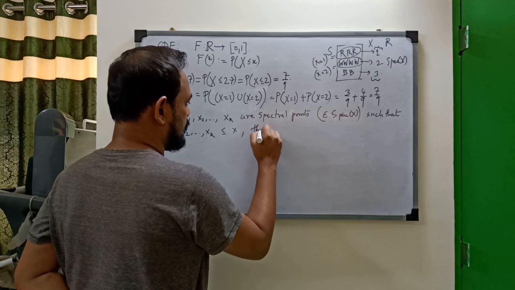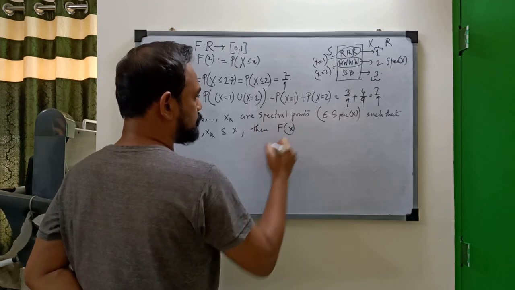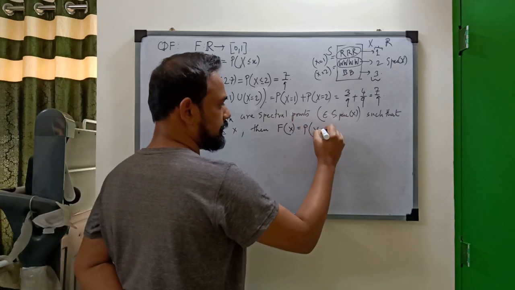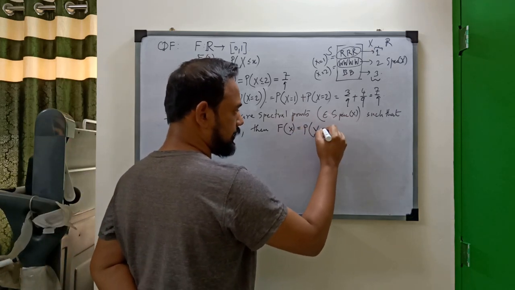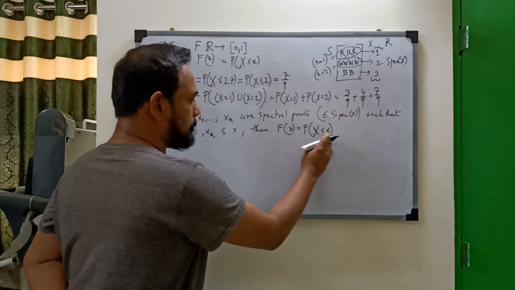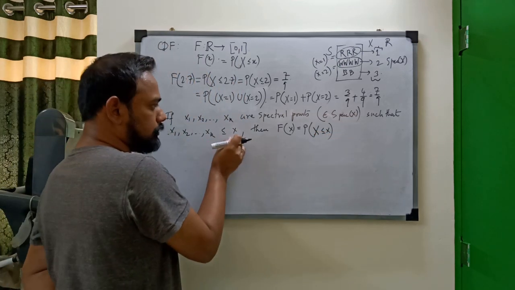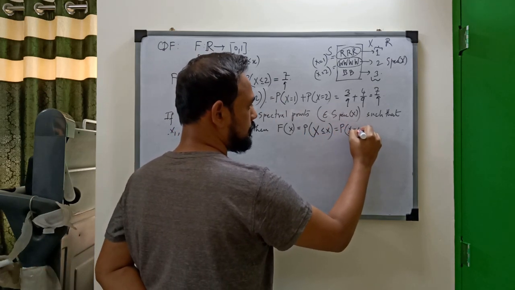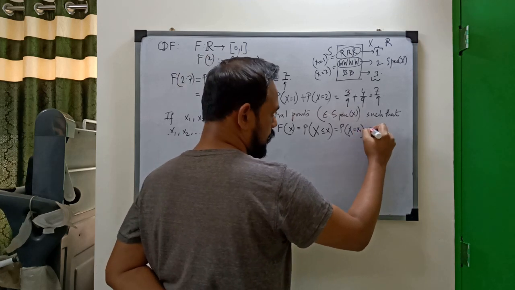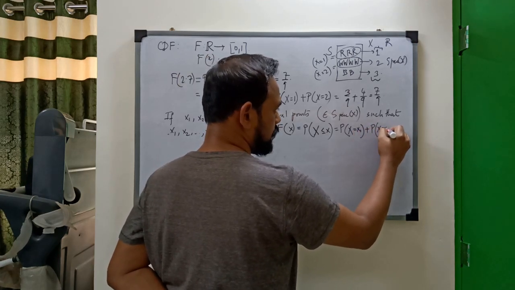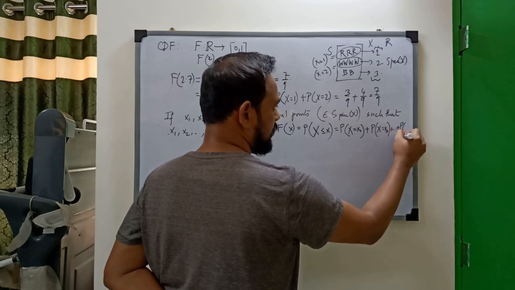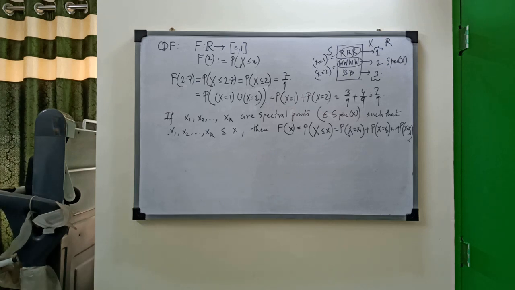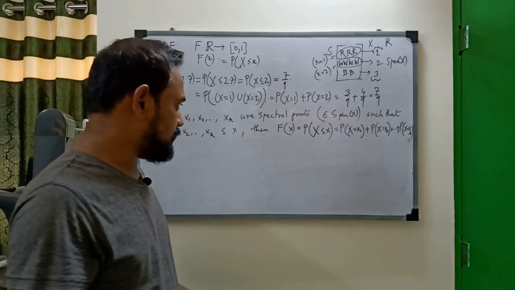Then if somebody asks what is capital F of the small x, it will be, well, by definition, the probability that the random variable, capital X, takes values less than or equal to small x. But all these are the spectral points less than or equal to small x. So, as before, you would have the sum of all P(X equals x1) plus P(X equals x2), and this goes on up to P(X equals xk). Okay, so that's a small proof that we have done here.